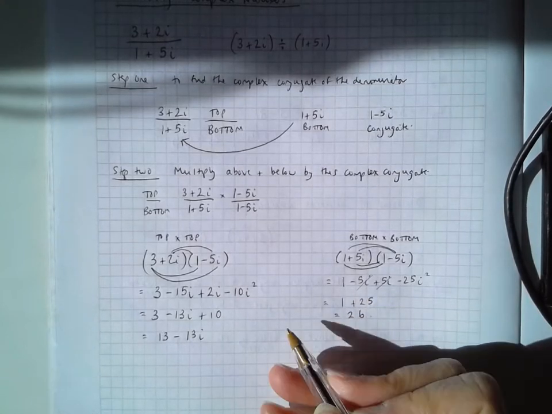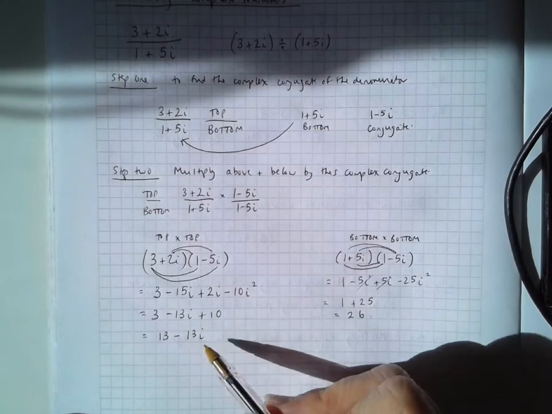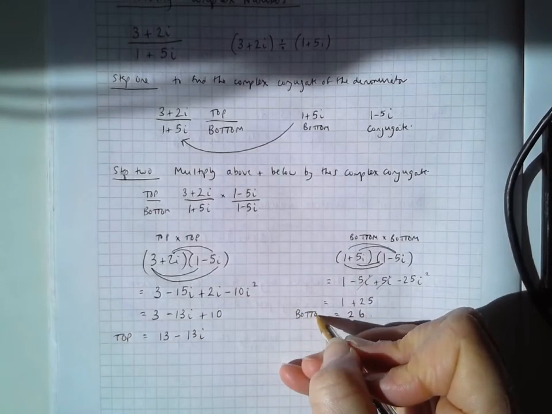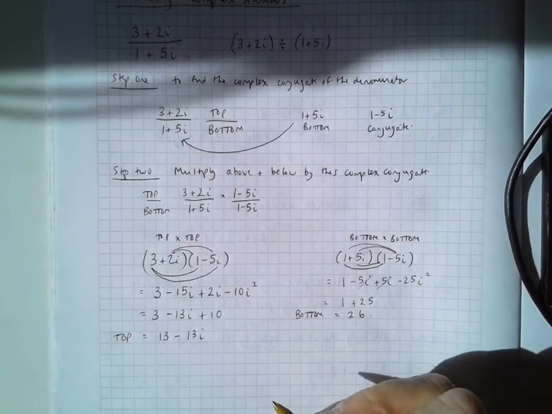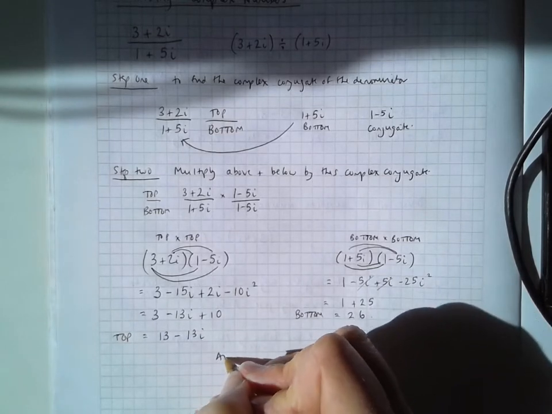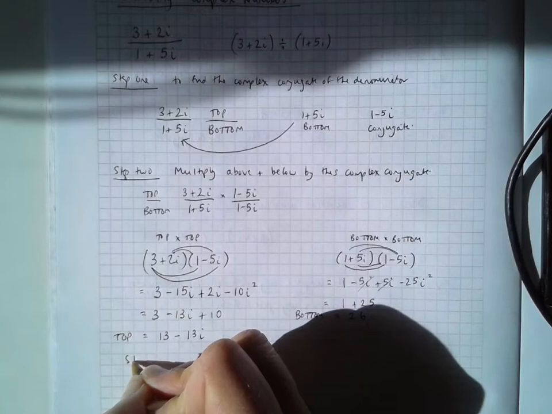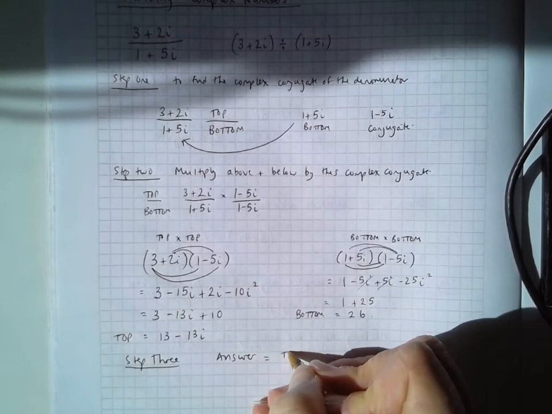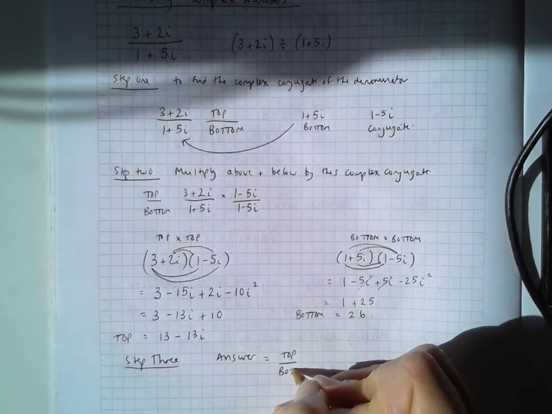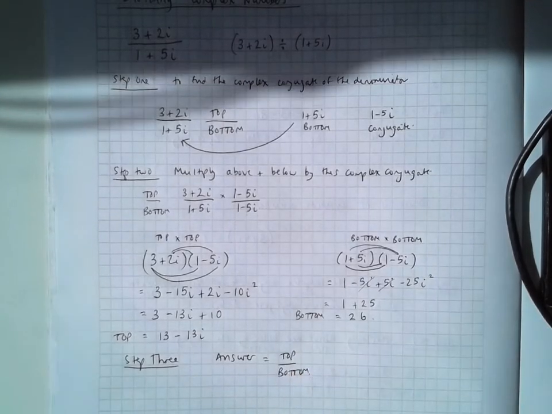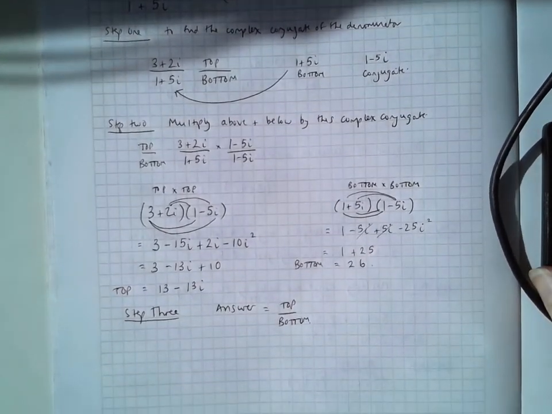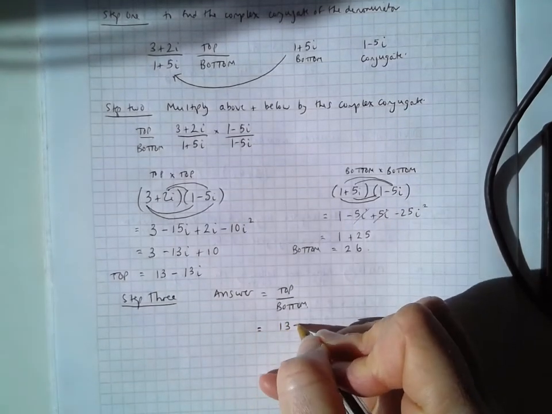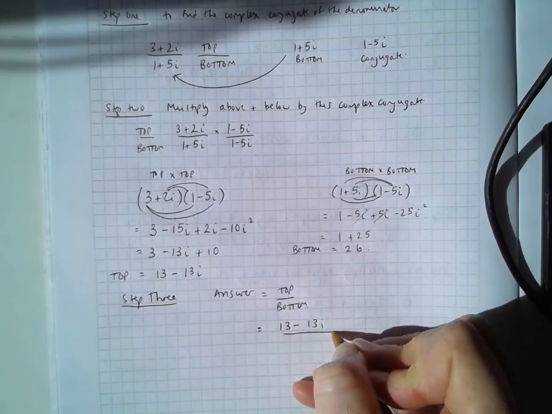So my top is 13 minus 13i. Let's just write top there. The bottom is 26. So my answer, which is step 3, is equal to top over bottom. Just bringing this down, top over bottom, which is equal to (13 - 13i) over 26.